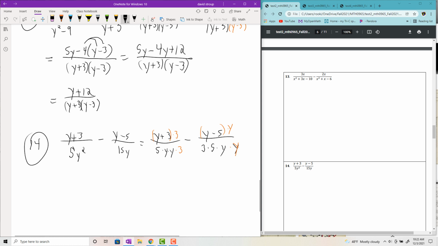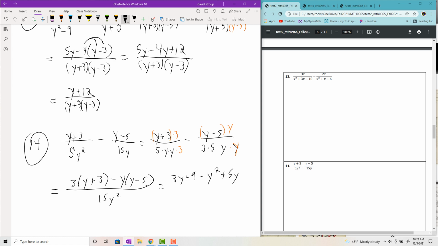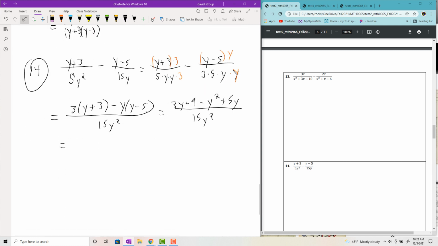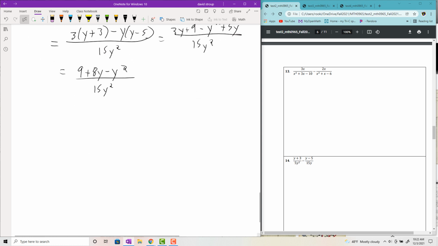So subtracting the numerators over the common denominator, I have 3 times y plus 3 minus y times y minus 5 all over this 15y squared. So this will be 3y plus 9 minus y squared plus 5y all over 15y squared. Then we can combine like terms. So I'm going to get 9 plus 8y minus y squared all over 15y squared. And there's nothing you could do to simplify there. Okay, you could try to factor that, but you're not going to get a cancellation. Okay.